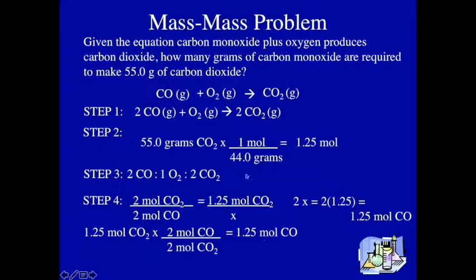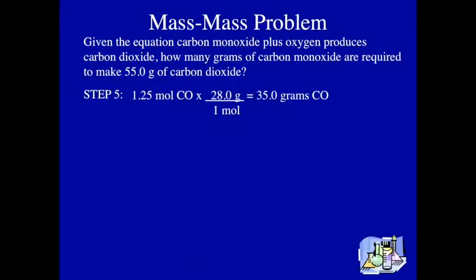But I'm not done, because this question is asking how many grams of carbon monoxide, not how many moles. So my last step will be to turn my moles of carbon monoxide into grams of carbon monoxide. I do that by multiplying by the gram molar mass of carbon monoxide, which is 12 for carbon plus 16 for oxygen, gives me 28 grams. 1.25 moles of carbon monoxide times 28 grams gives me 35 grams of carbon monoxide. And that is exactly what the question is asking me to solve.